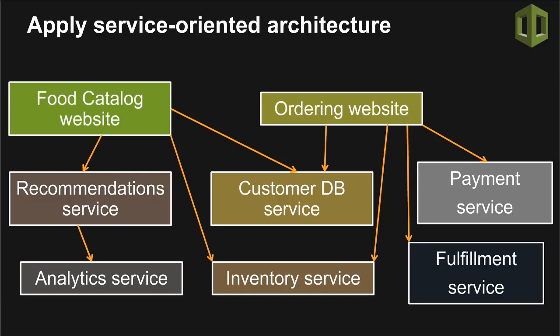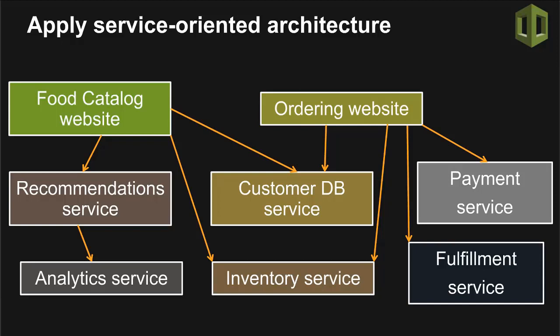So another thing we want to do here is apply service-oriented architecture. So instead of having one monolithic app, in this example, we've broken down our app into different pieces, different microservices. So we've got 2 different websites, we got different services under those websites. And what this allows us to do is to have smaller applications. We can deploy faster, and those applications can each be functioning on their own.